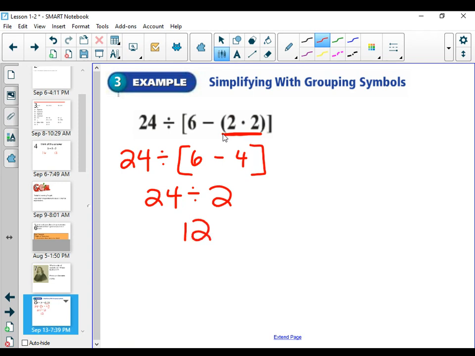Notice my work is going down the page. So if you are someone who likes to pre-number, this is not going to work for you to pre-number today.